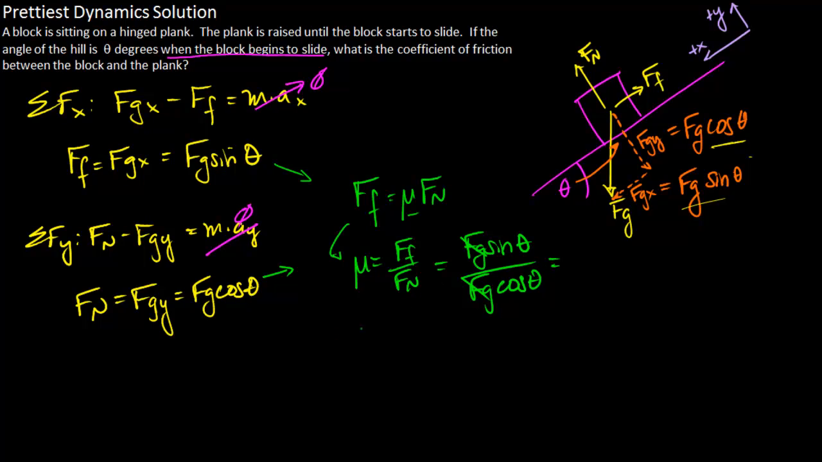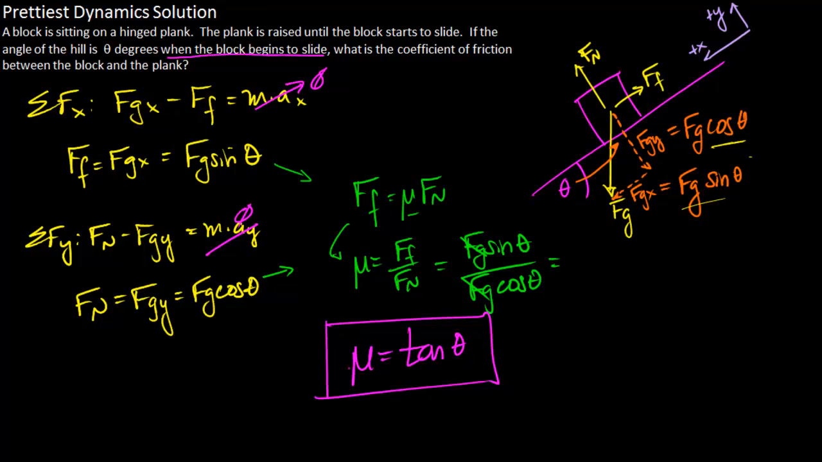We can use a trig identity and say it's sine theta over cosine theta equals tangent. So in the end, we get that our coefficient of friction mu is simply equal to the tangent of the angle of the hill, or the tangent of the angle that allows this block to start sliding downhill. So all this big mess we have in this problem reduces down to a very, very simple equation. It only depends on one thing. It only depends on the angle of the hill.